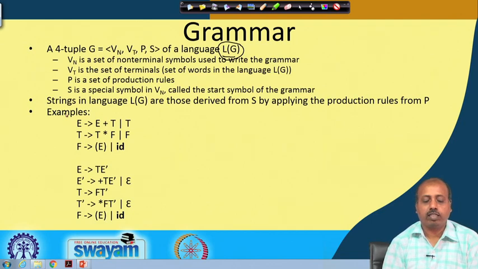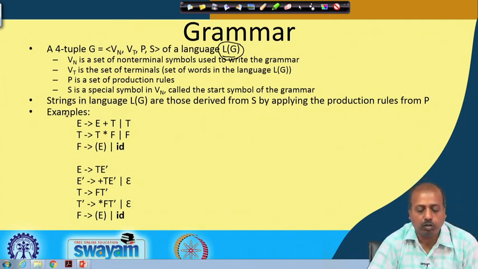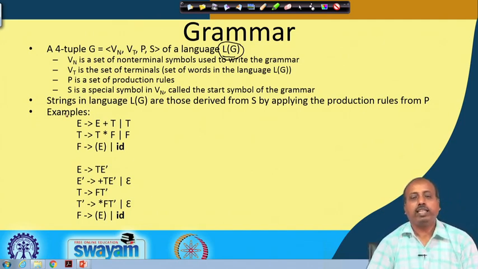So, they will construct the non-terminal symbols, whereas VT is the set of terminal symbols, which is a set of words in the language. Since the symbols that are appearing in VT are appearing in the final language, they are called terminal symbols, whereas the symbols belonging to the non-terminal set VN are not appearing in the final program or the final input, or the final language, so that is why they are called non-terminal.